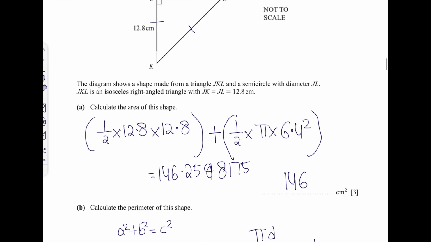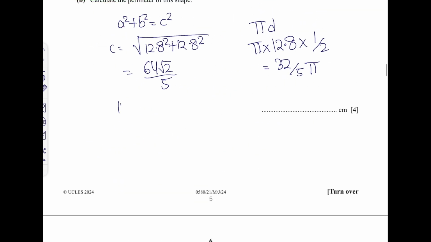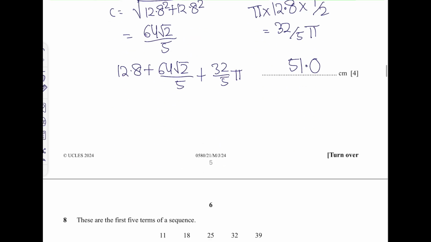Now what you're going to do is, remember 12.8 is there. So 12.8 plus 64 over 5 plus 32 over 5 pi. Just add up everything. So 12.8 plus 64 divided by 5 plus 32 over 5 times pi. That's going to give you 51, because 51.008 is 51 as well. If you want to write 3 significant figures, you can write 51.0 as well.